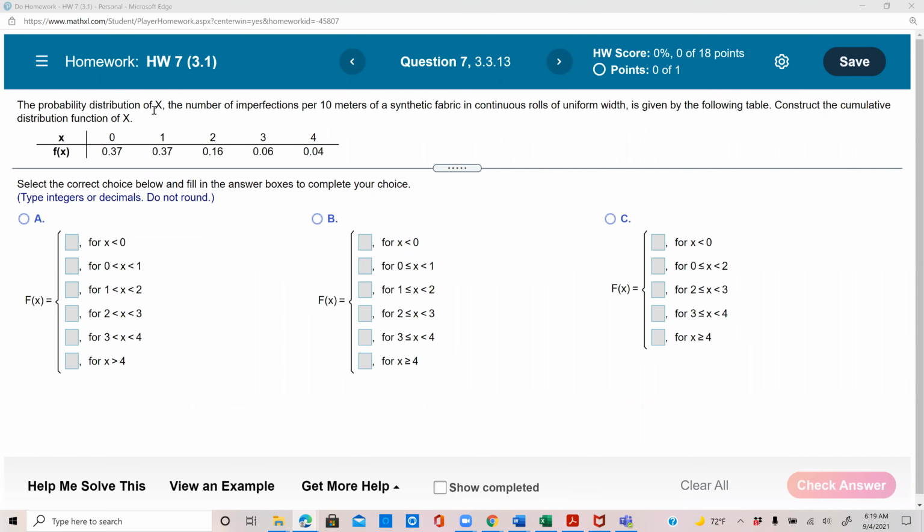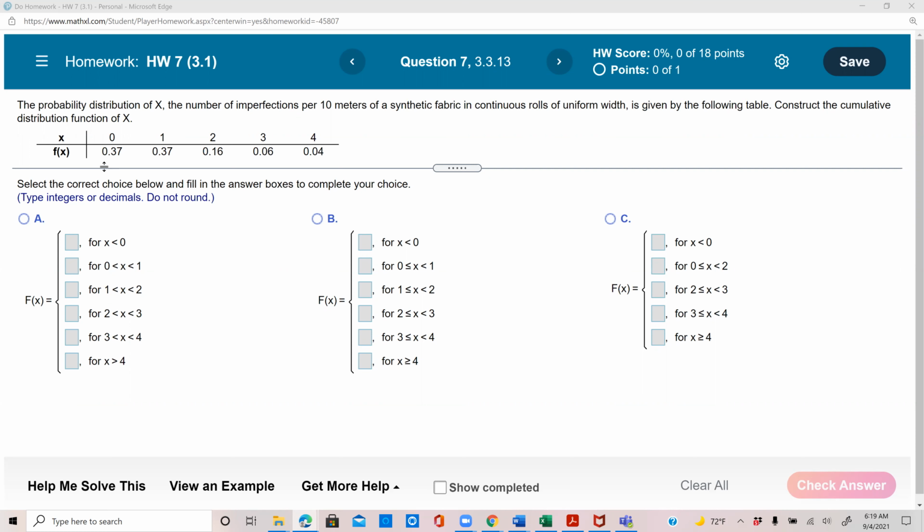The probability distribution of X, the number of imperfections per 10 meters in continuous rolls of uniform width, is given below. Construct the cumulative distribution function of X. So cumulative distributions are generally denoted by the big letters. Little f would generally mean a probability distribution, whereas a big F would mean cumulative distribution, like here.